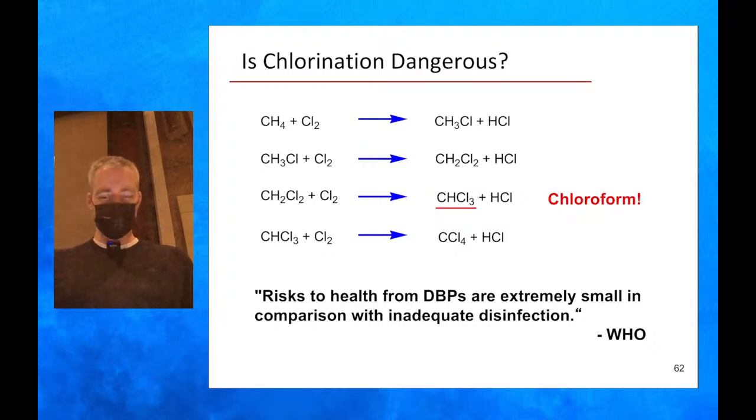This is a reaction, actually. This is a slide that I took from my organic chemistry class. It's a reaction called radical chlorination. We know all kinds of organic molecules will react with chlorine. It's quite reactive, and it produces organic molecules that have chlorines on them. And these are called chlorination disinfection byproducts, sometimes called DBPs.